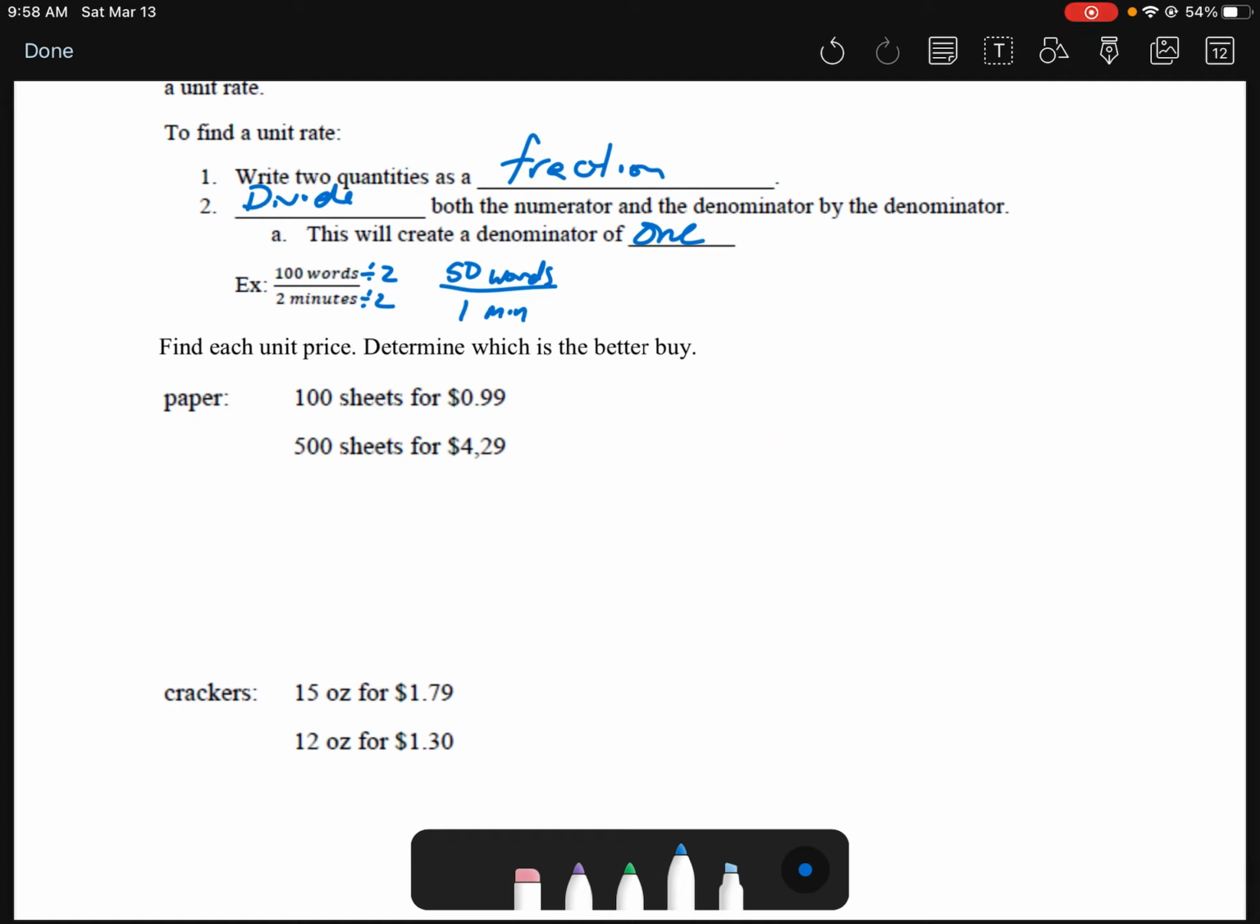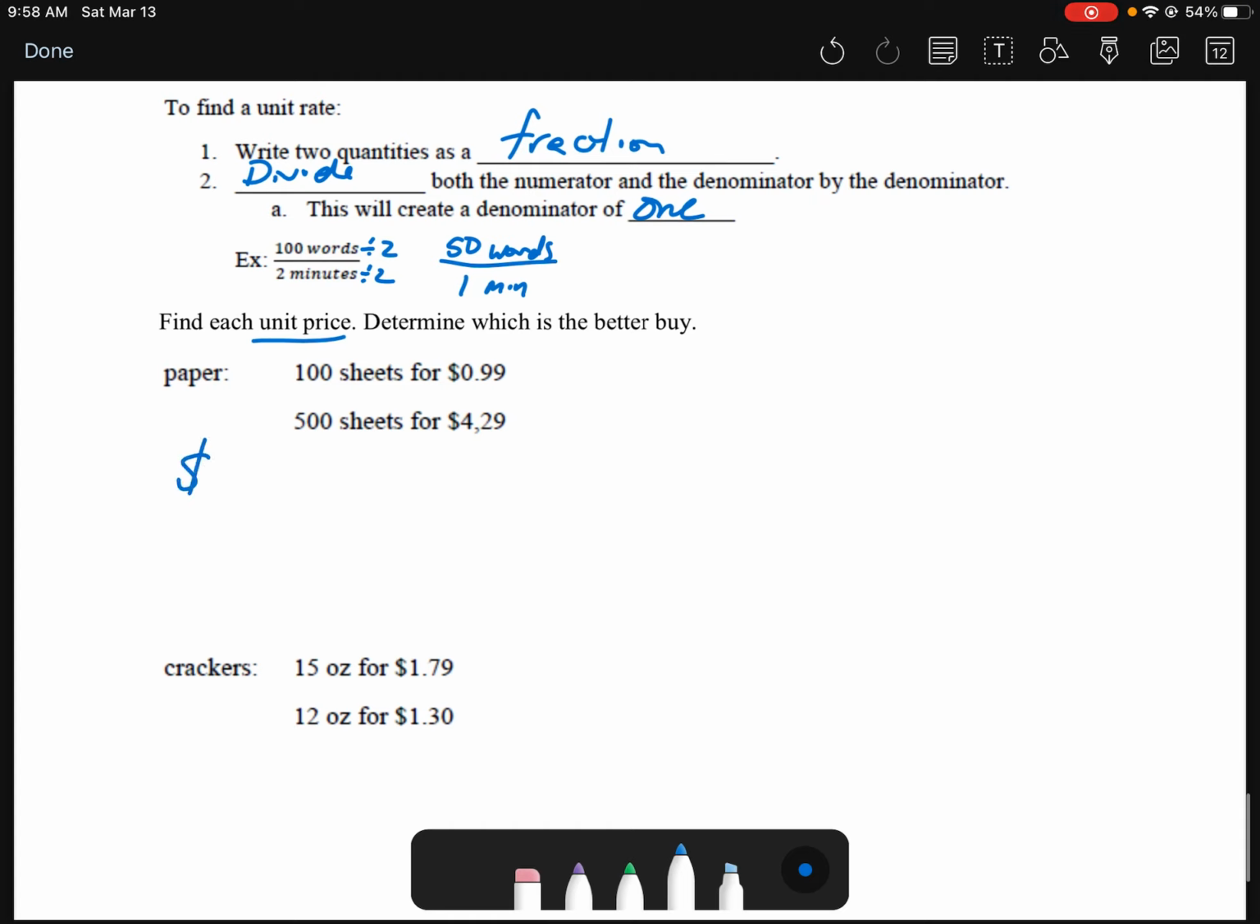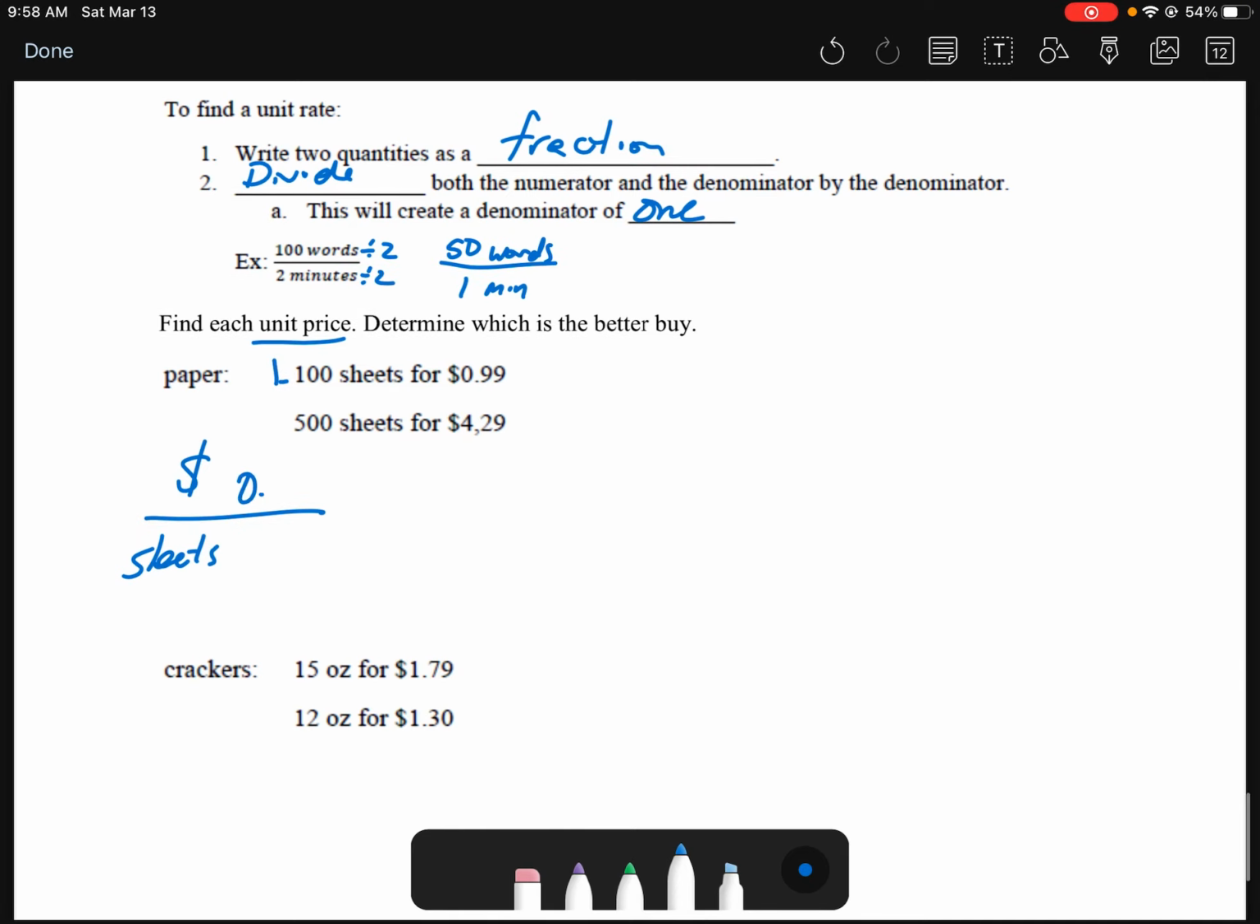So I want to be able to compare these two different types of paper here with their prices. So we're trying to find the unit price. So we're going to put the money on top and the number of sheets on the bottom. So in my first scenario, I have 99 cents over 100. I want to know how much it will cost for 1 sheet of paper. So I'll take that 99 cents and divide it by 100. 0.009, right?